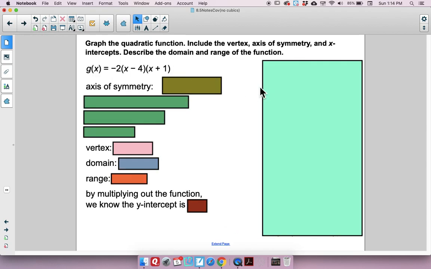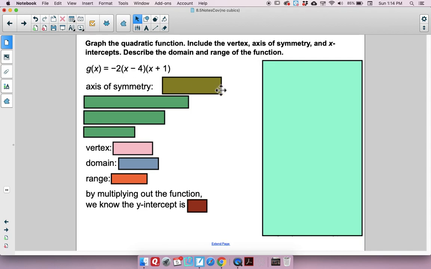What form is it in? Yeah, already in intercept form, or x-intercept form. So we're good to go with that. What do we notice? Ooh, we see a -2 for a, which means it's going to be what? Yeah, opening down. And it's going to be a vertical stretch of our parent function. So go ahead and give this one a shot. Go ahead and graph it as you go, and then start the video up again.